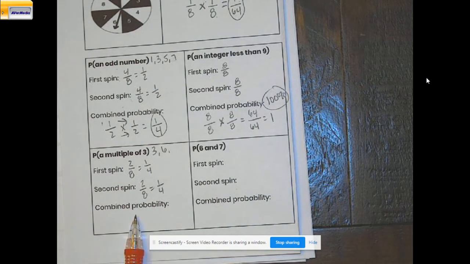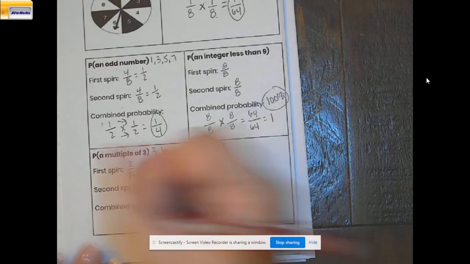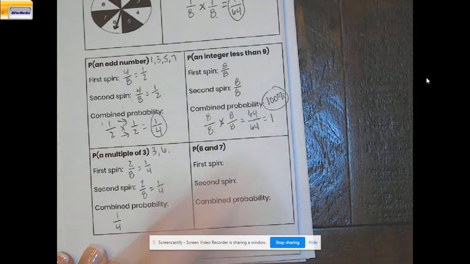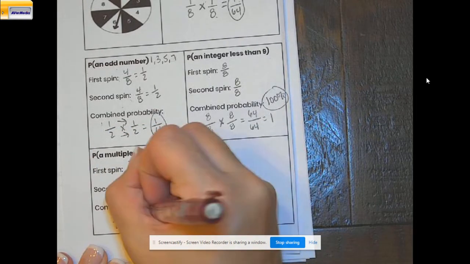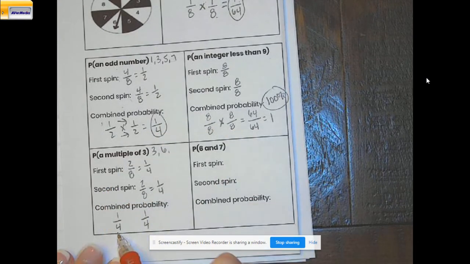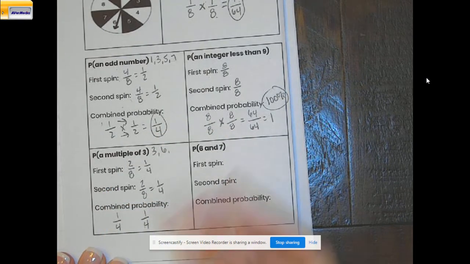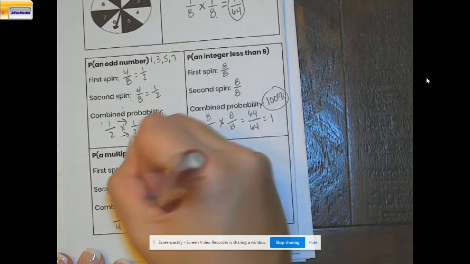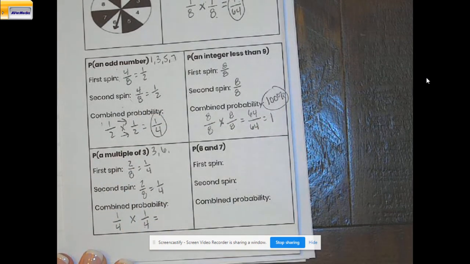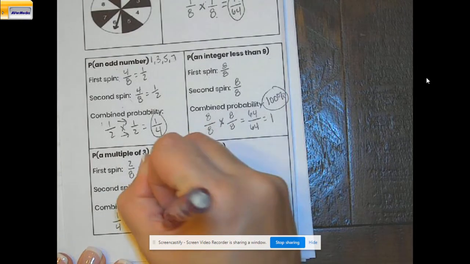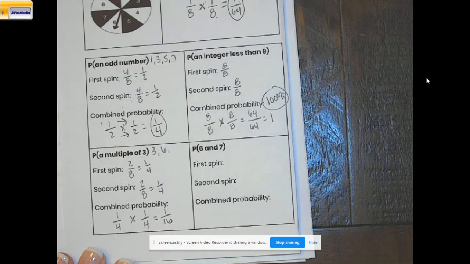Combined probability. So if I got a multiple of 3 on my first spin and then a multiple of 3 on my second spin, so notice I have a fraction representing each spin. I'm going to multiply because I have a less likely chance of getting a multiple of 3 on both spins. Top times top, bottom times bottom would give me 1/16.